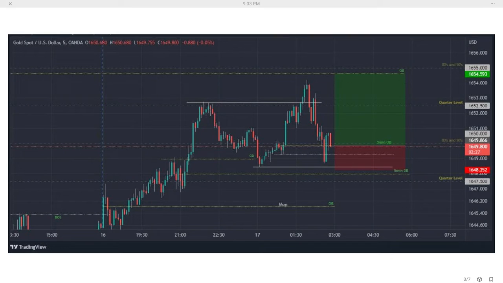In this chart here, it's the 5 minute chart for gold. I trade only gold at this point in time. If I choose to change it or include another pair, I'll let you folks know. And let's get right to it.